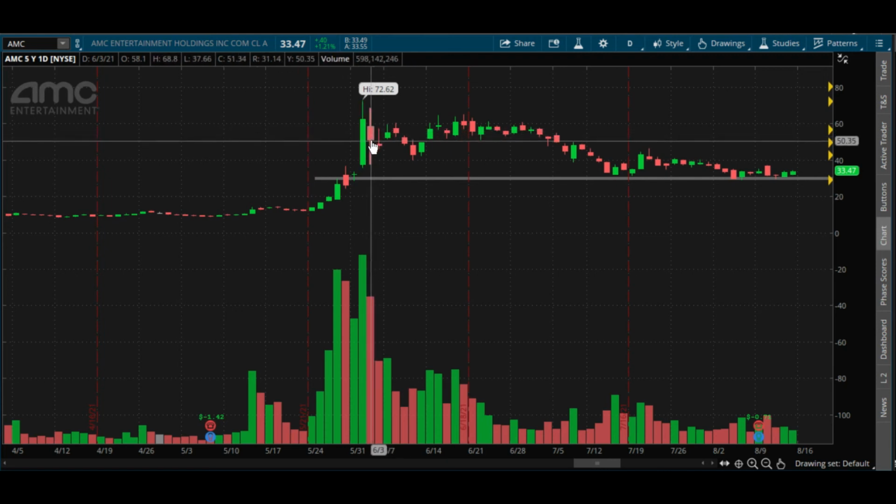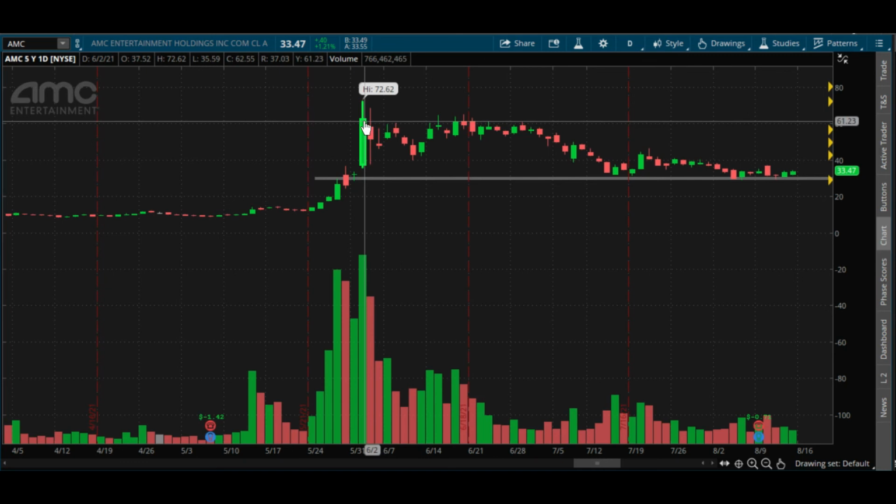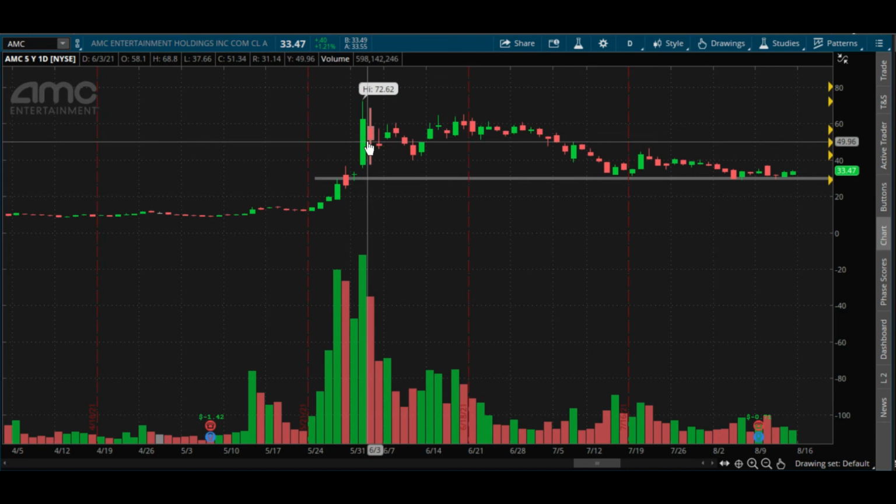And then you also could see that the stock went as low as $37.66 and as high as $68.80. So the fact that it closed below yesterday's close and today's open is showing that this stock had more sellers than buyers throughout this trading period.